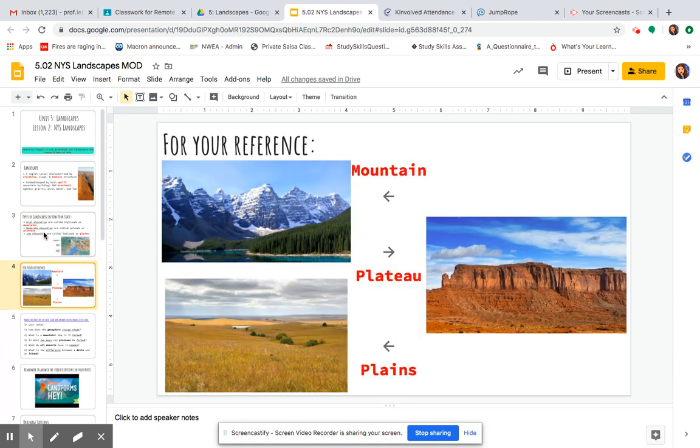Here are some examples of what these three different landscapes would look like in real life. Here is a mountain. Here is an example of a plateau on the side over here. And here is an example of plains, or flat, low elevation areas.